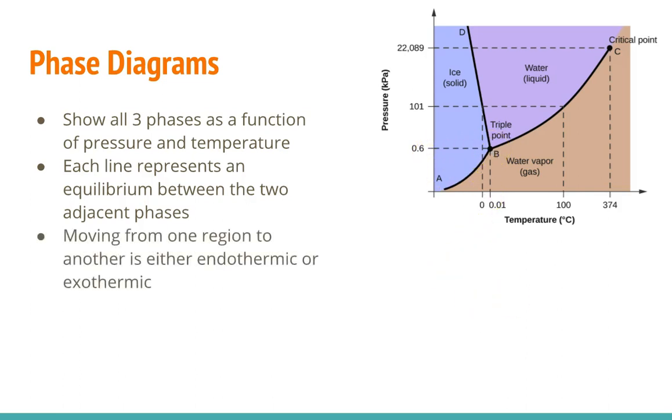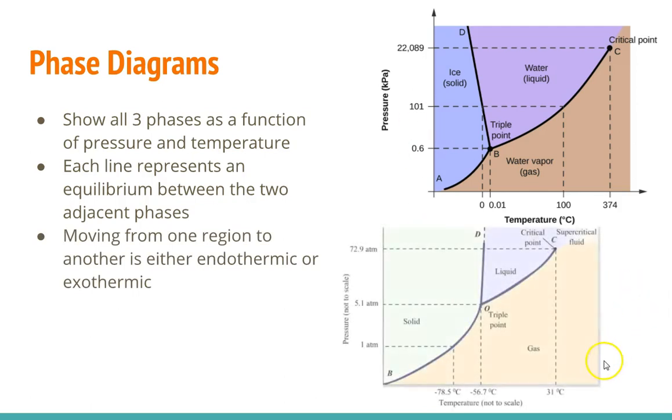We can also look at the phase diagram for carbon dioxide. This one's interesting because carbon dioxide sublimes. It goes straight from a solid to a gas at atmospheric pressure. You can make it melt, but you have to get it up above 5.1 atmospheres in pressure in order to get it to melt. So moving from solid to gas with carbon dioxide would be an endothermic process, right?